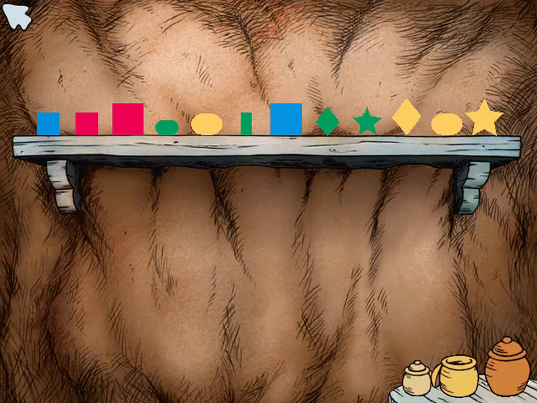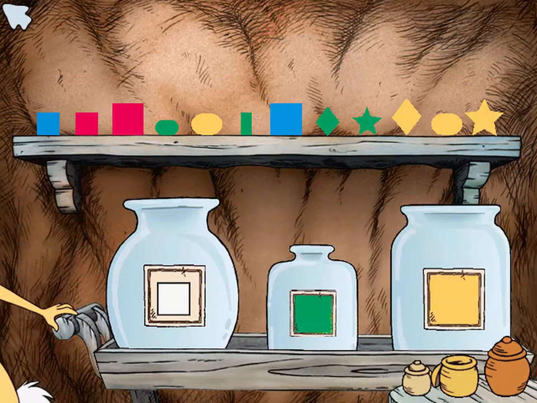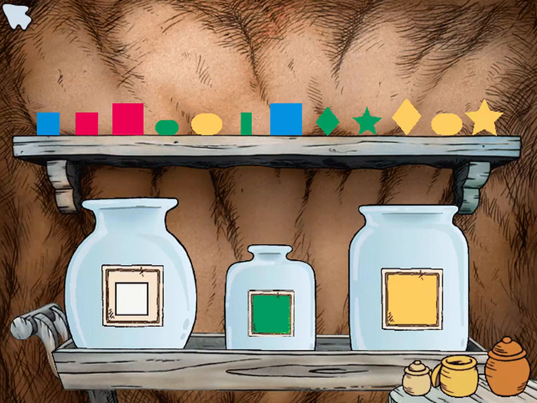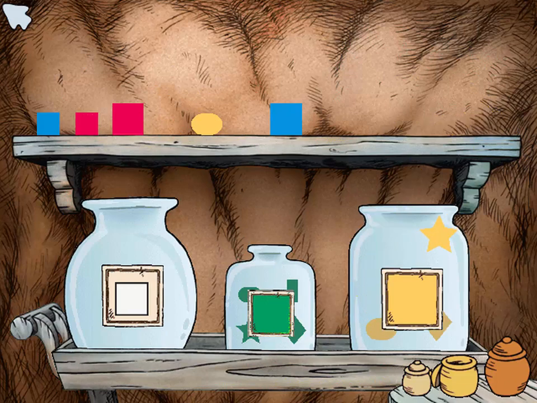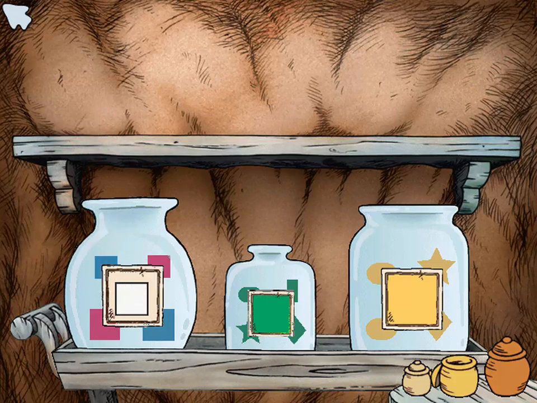Now, wasn't that shelf empty just a moment ago? (Gasps) All right. I think there are only a few more left. Just choose a shape and then place it in a jar. The shapes that go into this jar are yellow. My, a job well done.